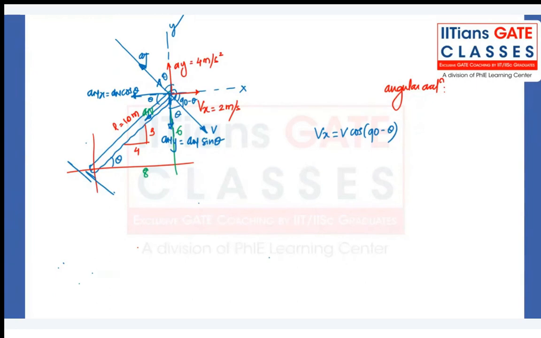Okay, before jumping to the answer, let's calculate this. What is the value of Vx? Vx is 2, which is given to us. So 2 is equal to V. You can write it as V sine theta also, because cos of 90 minus theta is sine theta, right?